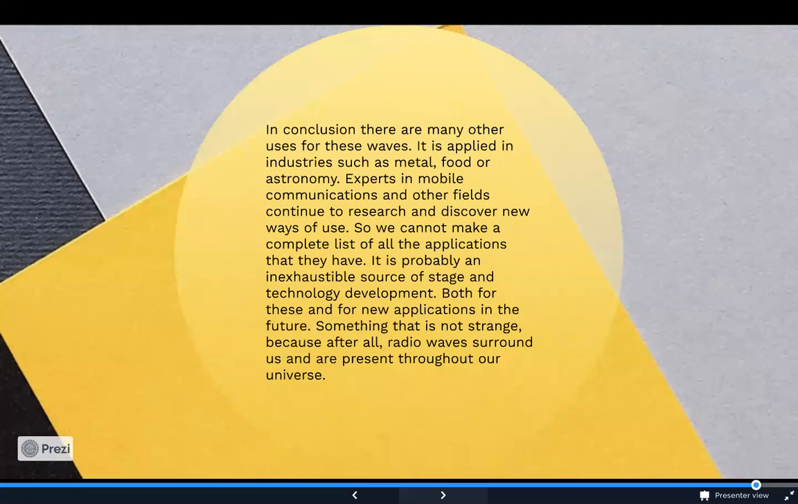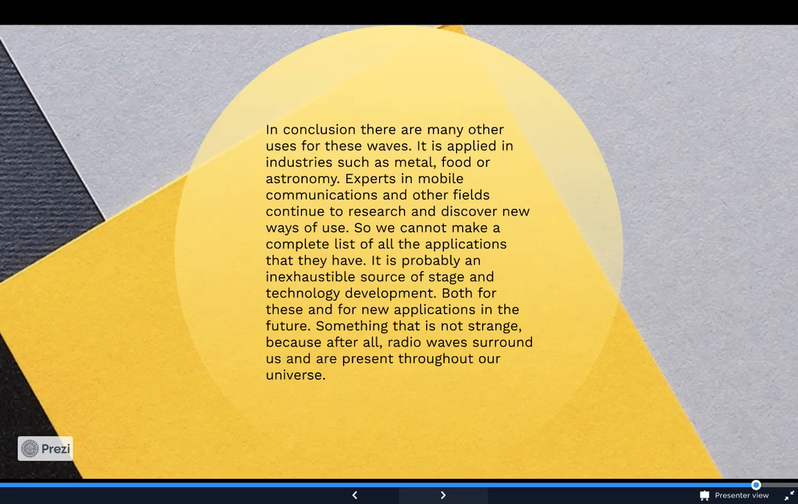Conclusion. In conclusion, there are many other uses for this wave. It is applied in industries such as metal, food, or astronomy. Experts in mobile communication and other fields continue to research and discover new ways of use. So we cannot make a complete list of all the applications that they have. It is probably an inexhaustible source of stage and technology development for this and for new applications in the future.